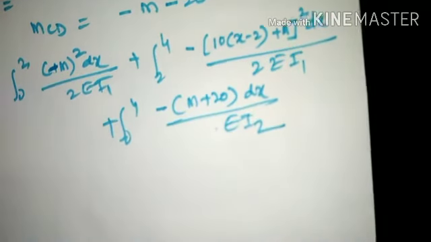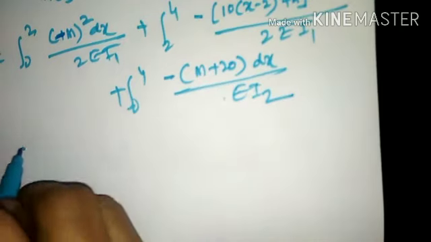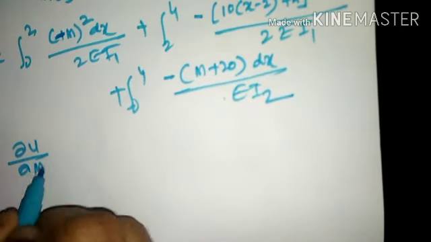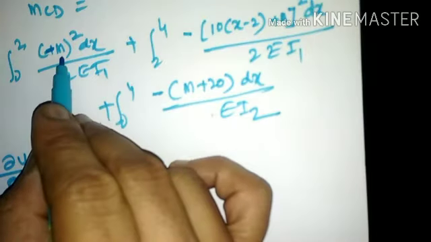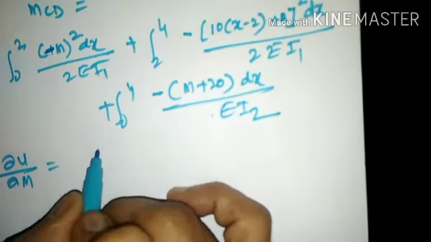We shall have the partial differentiation of this term now. So ∂U/∂M, when I take the partial differentiation of ∂U/∂M, what will happen here is, first term shall come as 1.